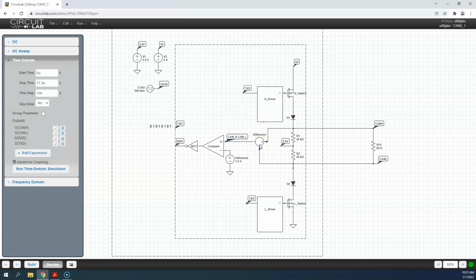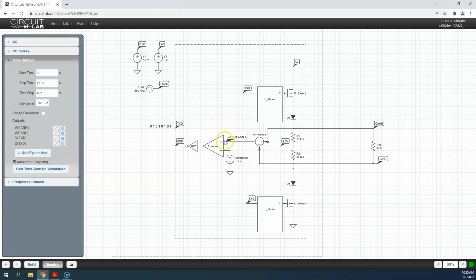This is that amplifier which provides a difference between the plus input minus whatever's at the minus input. So if we figure that we have this at about 3.5 and this at about 1.5, we would expect the difference in voltage to be about 2 volts.